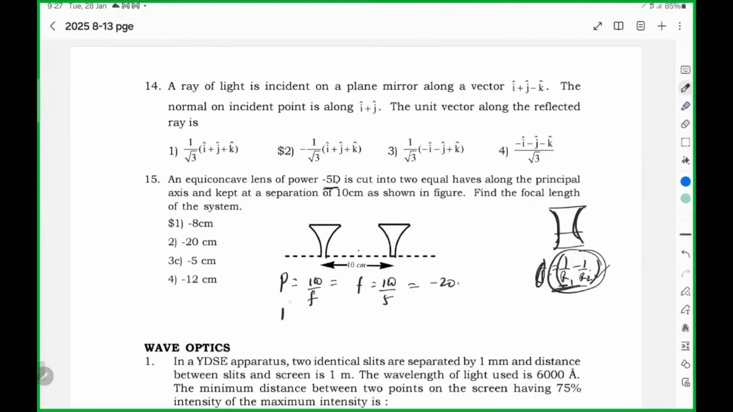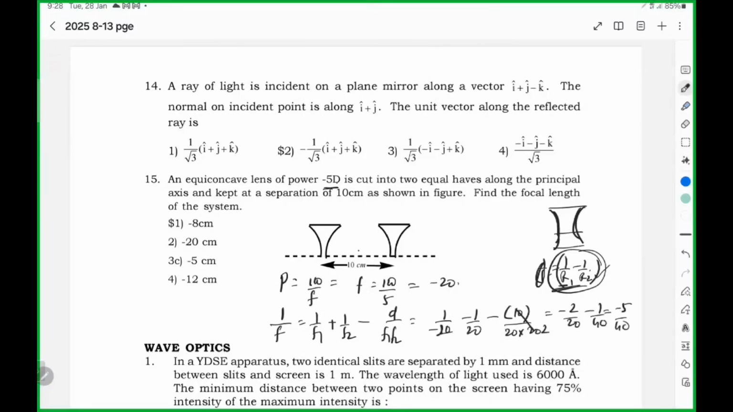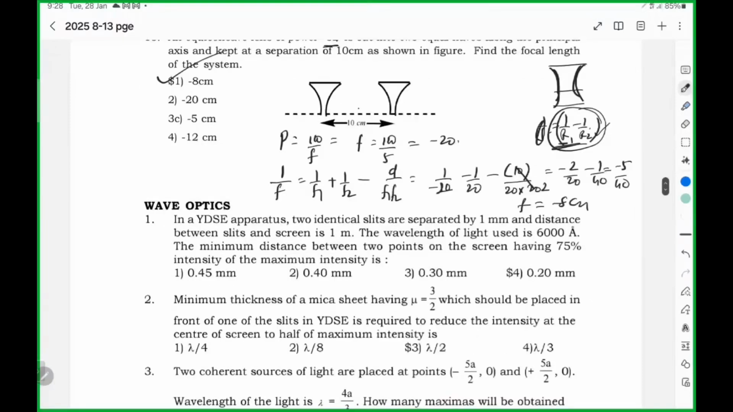Then the effective focal length will be calculated by using the formula 1 by minus 20, 1 by minus 20, and d over F1 F2, where d here is 10, F1 F2 will be 20 into 20. So here you get minus 2 by 20. So here you get minus 5 by 40. Effective length will be that. So you can expect this question for the next exam.